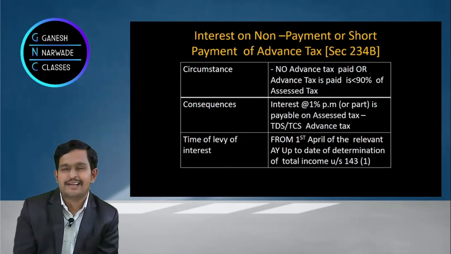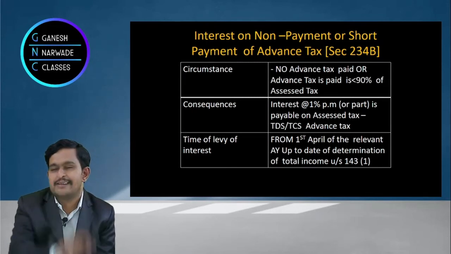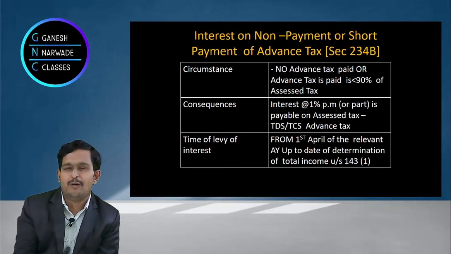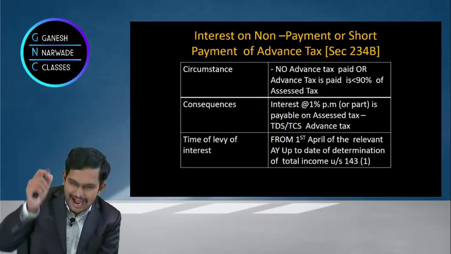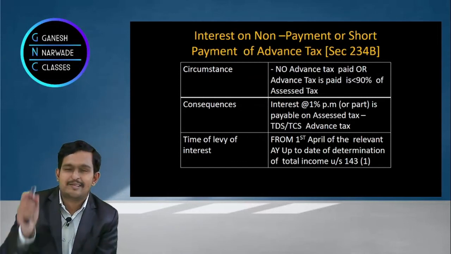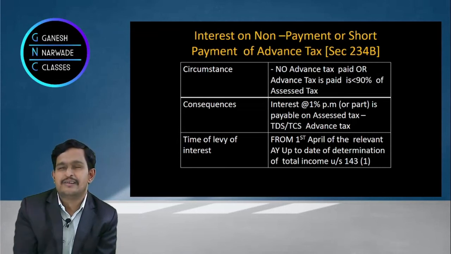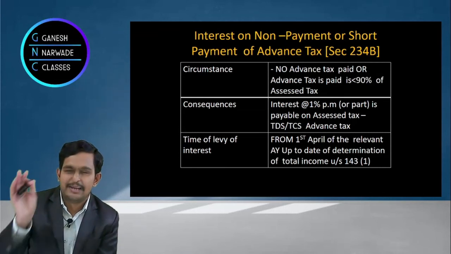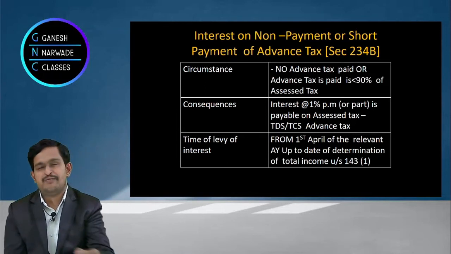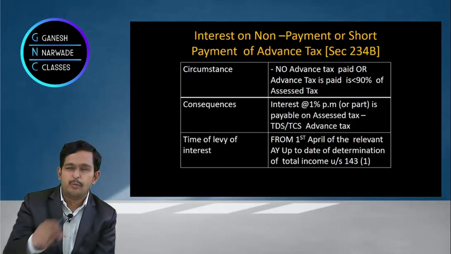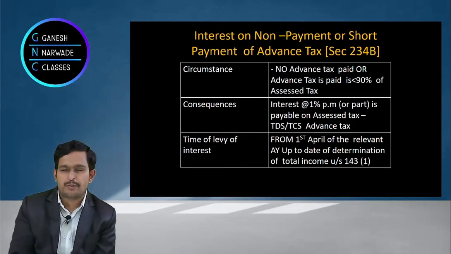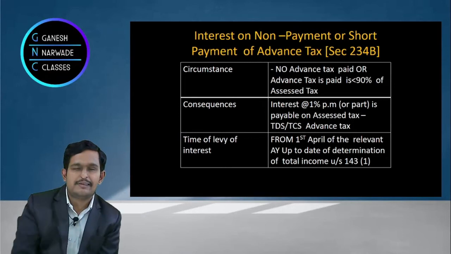And from when will it start? From the first day of the assessment year. Till what time? Till you actually pay advance tax, till you actually pay 100% of the tax. Till that time, the interest will be charged. Suppose for example, 1st April it started and you paid the total tax on 1st November. So from 1st April to 1st November it will apply.